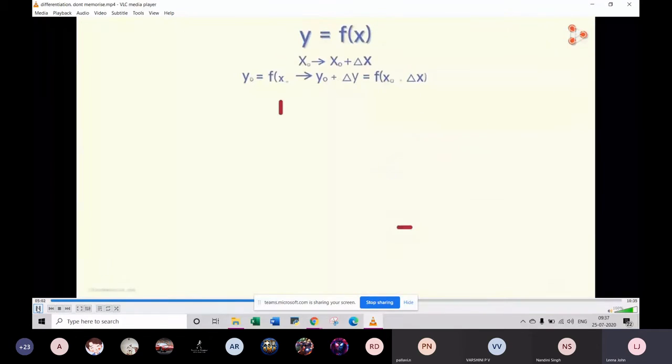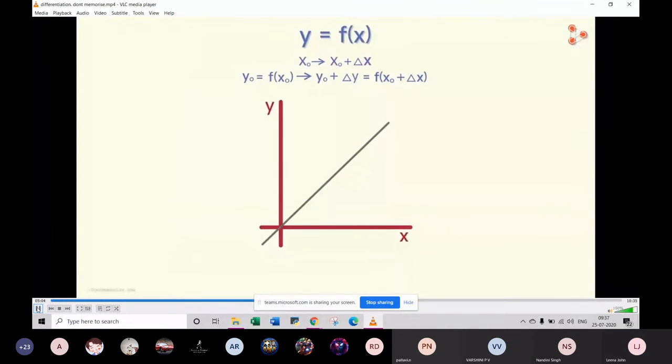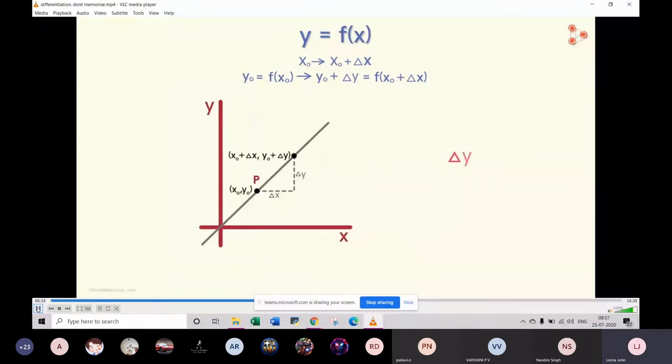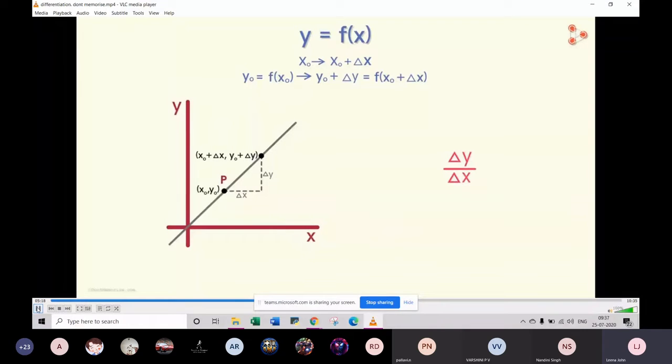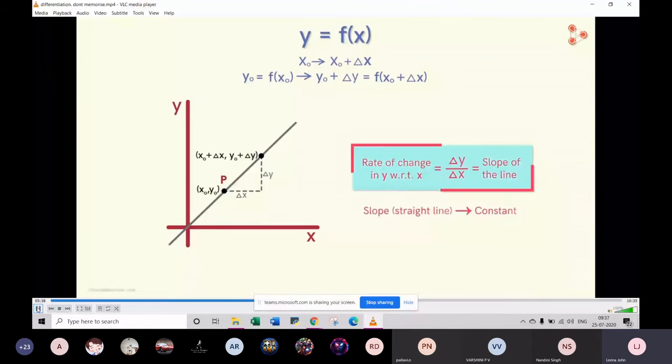Let's say the graph of this function is a straight line like this. X naught, y naught is this point, and when the value of x changes by delta x, we reach this point. Now consider the ratio delta y over delta x. We saw earlier that for a straight line, this ratio is the measure of its steepness. So, the rate of change in y with respect to x is equal to the slope of this line. Now we can see that for a straight line, its slope is constant throughout. So its rate of change will also be constant.